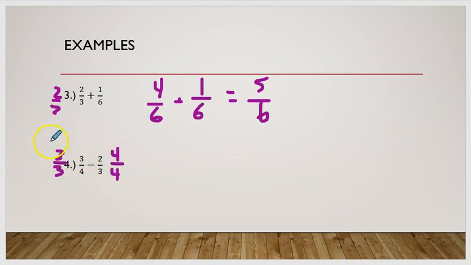So first, the fraction on the left, I have 3 times 3, which is 9. And in the bottom, we have 3 times 4, which is 12. This one's a subtraction question. So on top, I have 2 times 4 is 8. And in the bottom, I have 3 times 4 is 12. Now that we have our common denominator, only do the operation on the numerators. So 9 minus 8 is 1 over 12. And that's the answer.